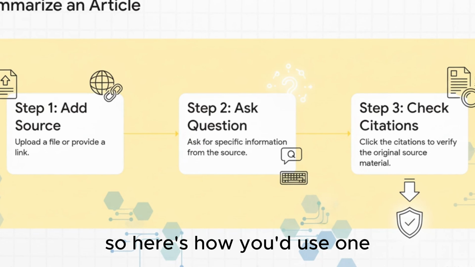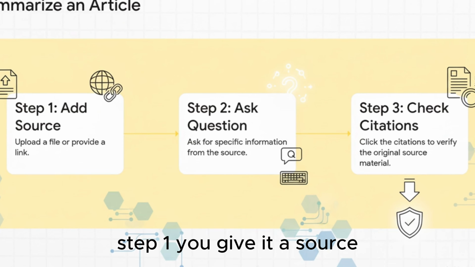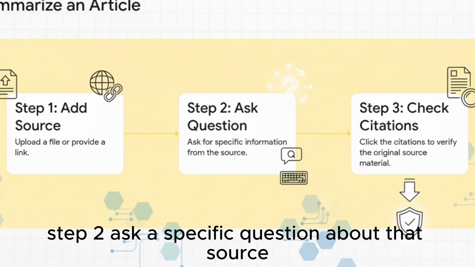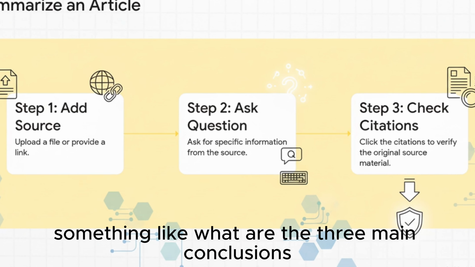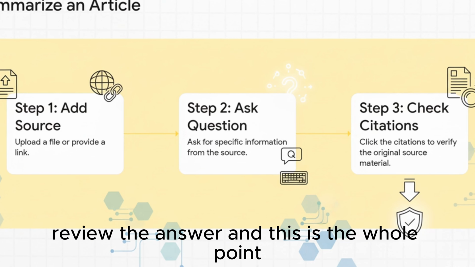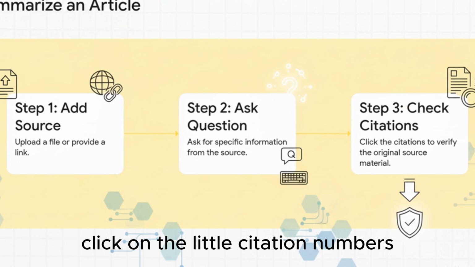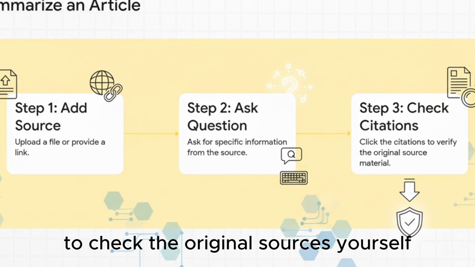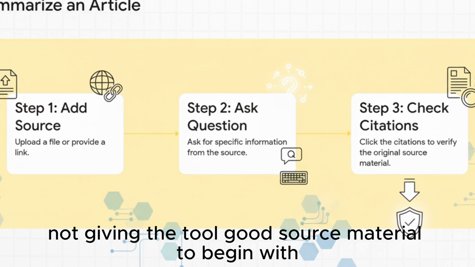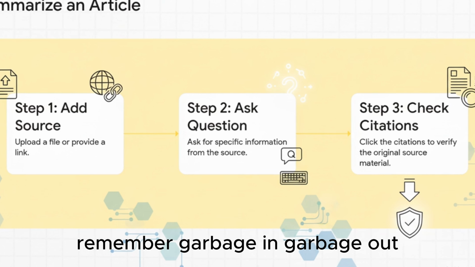So here's how you'd use one. Step 1, you give it a source, like a link to an article or maybe a PDF you upload. Step 2, ask a specific question about that source. Something like, what are the 3 main conclusions from this research paper? And step 3, review the answer. And, this is the whole point, click on the little citation numbers to check the original sources yourself. The common mistake here, not giving the tool good source material to begin with. Remember, garbage in, garbage out.